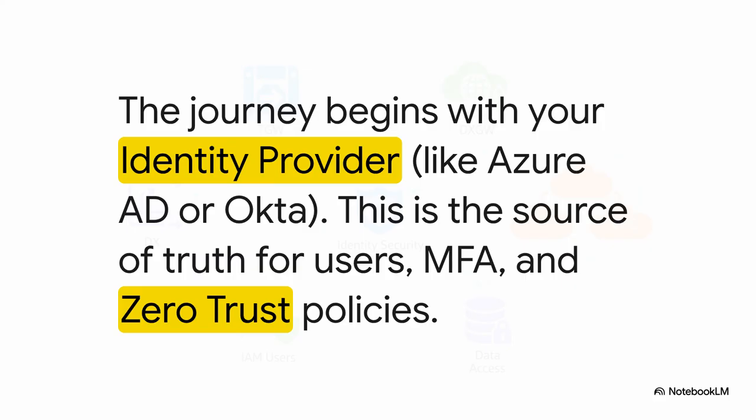It all starts with the company's identity provider, or IDP. Think of things like Azure AD, Okta, or Google Workspace. This is ground zero. It's the source of truth for who you are. It's what manages your account, enforces that crucial multi-factor authentication, and applies all those fundamental zero-trust policies.